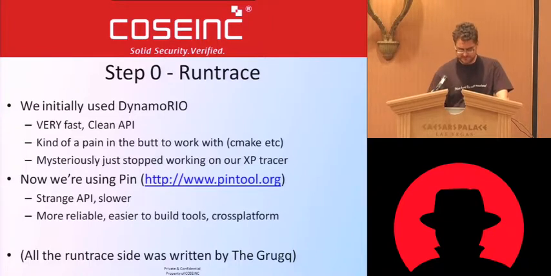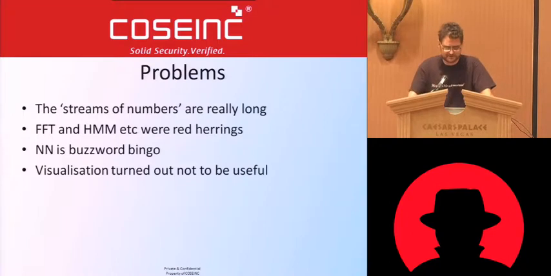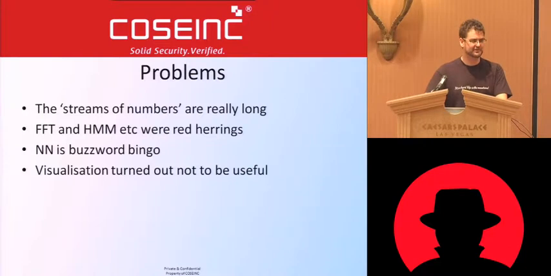So once you get the runtrace, you run into some problems. The streams of numbers are really, really long. We're talking gigabytes of dump. Fast Fourier transform and hidden Markov model were red herrings. Neural network was just a dumb idea.